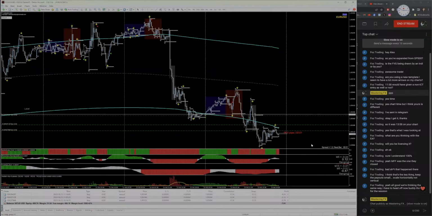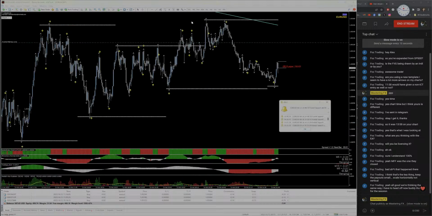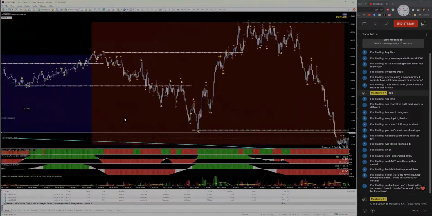And then I wait for a market structure shift or a signal from my strategy, and I'm in that trade. TP1 is always 1 to 3 on half. TP2 is always the other side of the Asian session, and then I let it run out. What I mean by let it run out is, once we hit it, let me show this again.